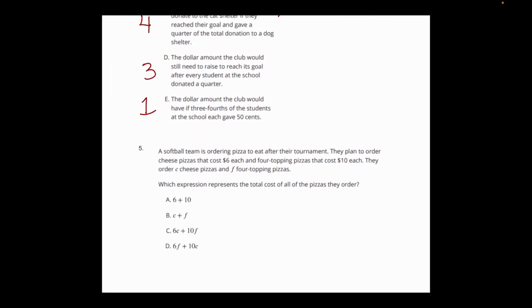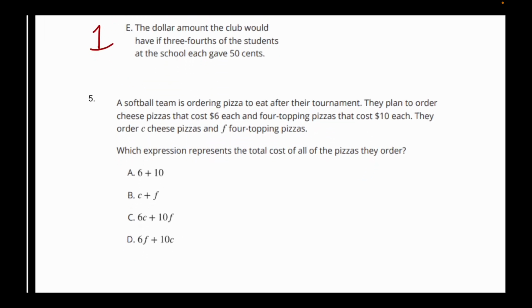For number 5, we have a softball team ordering pizza to eat after their tournament. They want to order cheese pizzas that cost $6 and 4 topping pizzas that cost $10. They order C number of cheese pizzas, and F number of 4 topping pizzas. What is going to represent the total cost of all the pizzas they order?